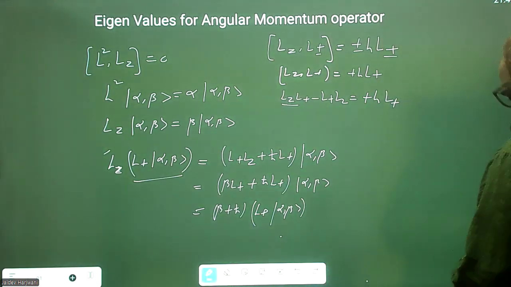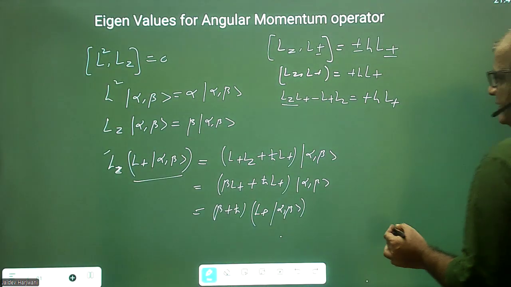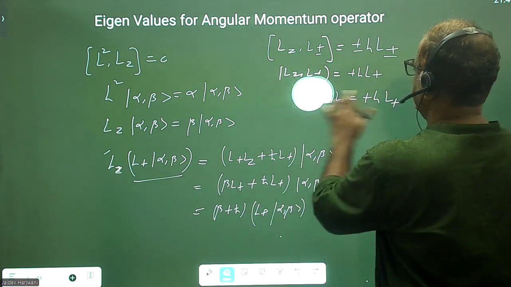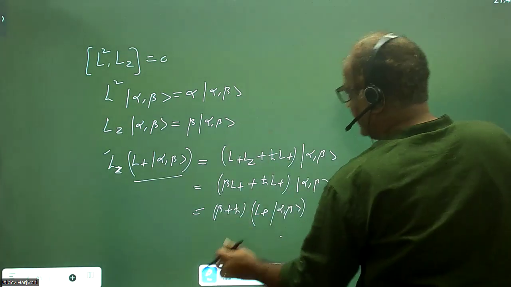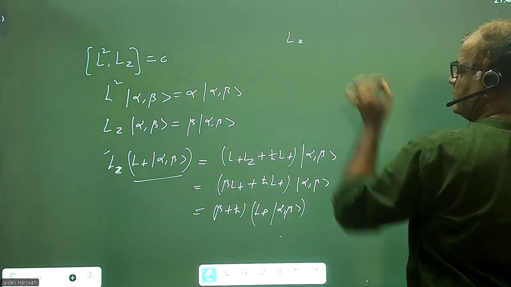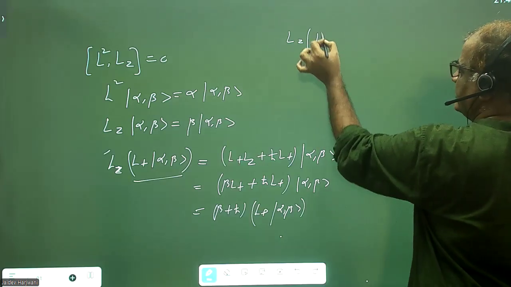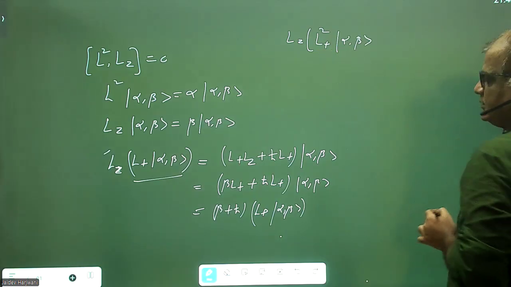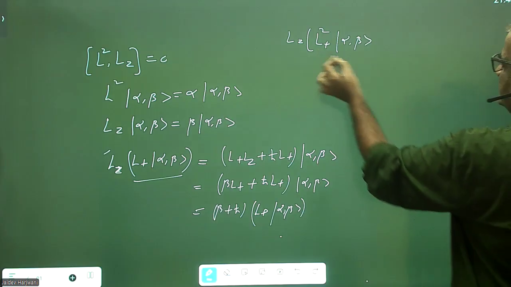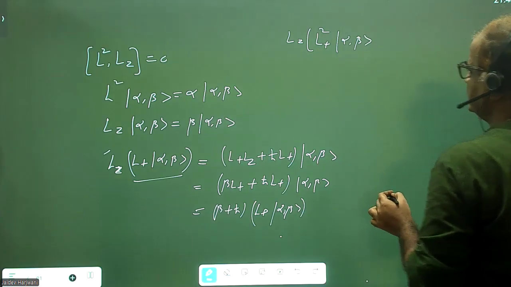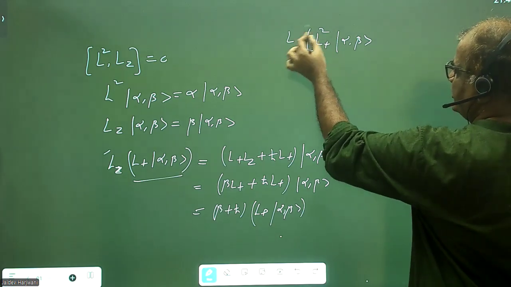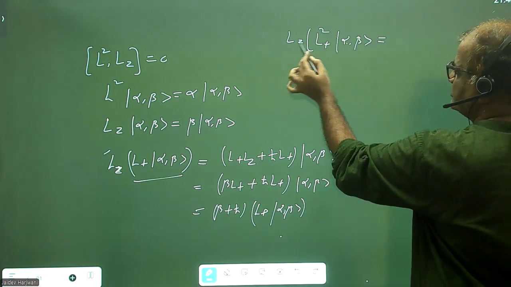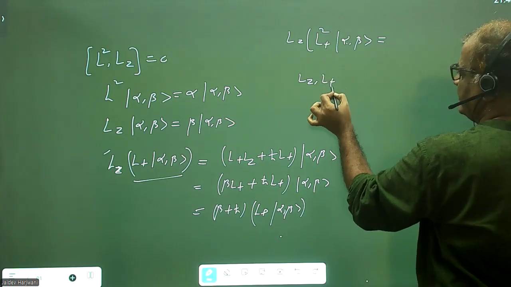Similarly, I can show this for L plus square. Suppose I operate Lz on L plus square alpha beta, then what will happen? Let us calculate. For that I require the commutation relation of Lz with L plus square. I cannot operate L plus directly here, so I need the commutation relation of Lz with L plus square.